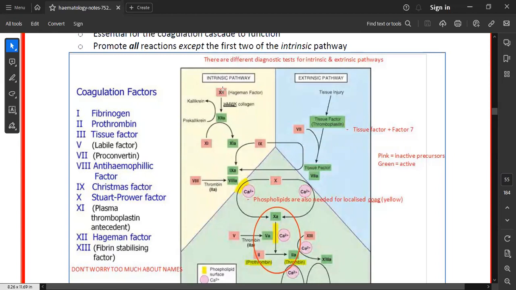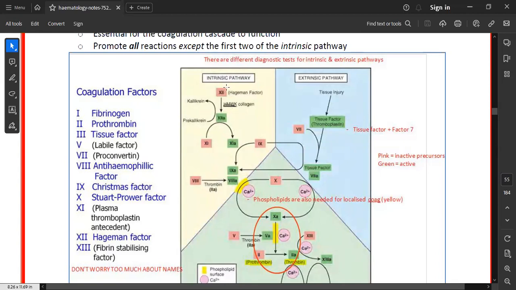We start with the extrinsic pathway, which is the shorter one. It only involves factor 7. Tissue injury at the vascular site leads to release of tissue factor, also called thromboplastin. Thromboplastin activates factor 7 to factor 7A. 7A is just the activated form of factor 7. Then this factor 7A activates factor 10 to 10A. On the other side, it's the same thing. They're all trying to activate factor 10.